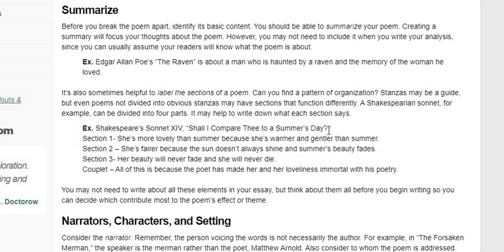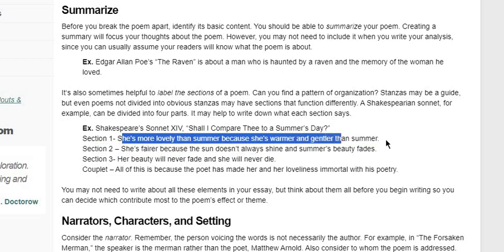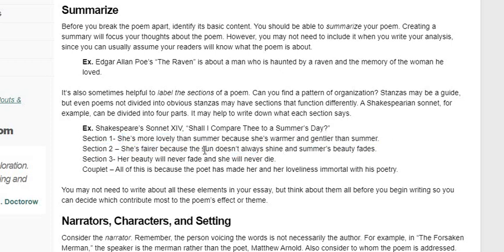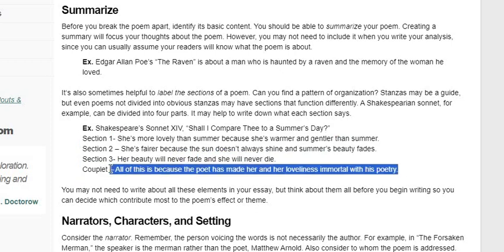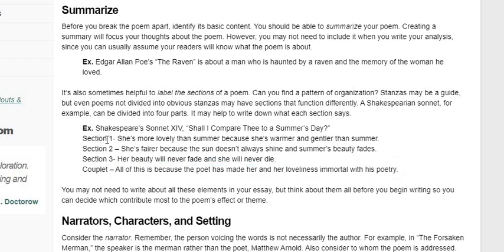Okay. Summer's day. Now, she's more lovely than summer because she's warmer and gentler than summer. She's fairer because the sun doesn't always shine and summer's beauty fades. Okay. So, just like that, and the couplet is here. All of this is because the poet has made her loveliness immortal with his poetry. It is divided into section 1 that talks about one thing, section 2, section 3, and the couplet. You may not need to write about these elements in your essay, but think about them before you write it.